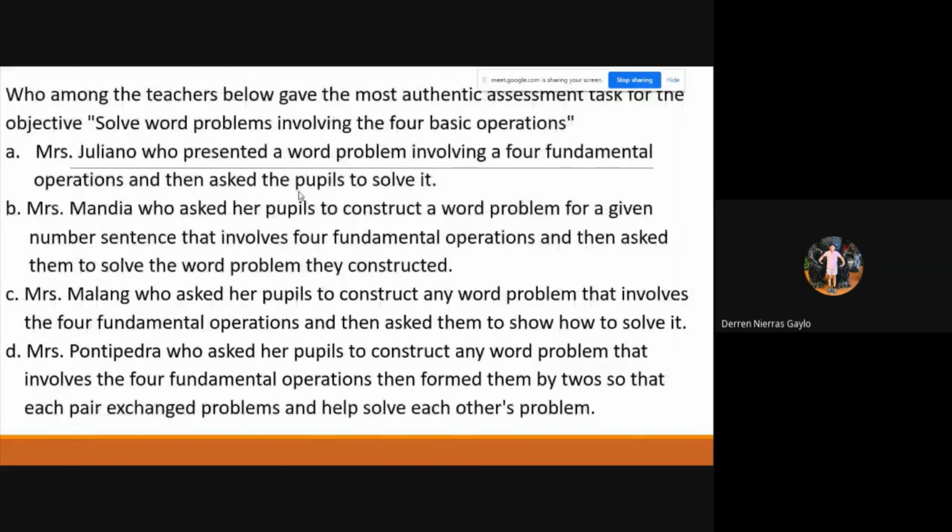Who among the teachers below gave the most authentic assessment task for the objective solve word problems involving the four basic operations? The answer is letter D. Mrs. Ponteperdra, who asked her pupils to construct any word problem that involves the four fundamental operations, then formed them by twos so that each pair exchange problems and help solve each other's problems. So it's realistic, because we are more on sharing our problem and letting somebody help us on solving our problems in real life.